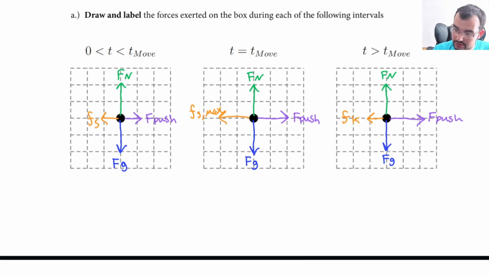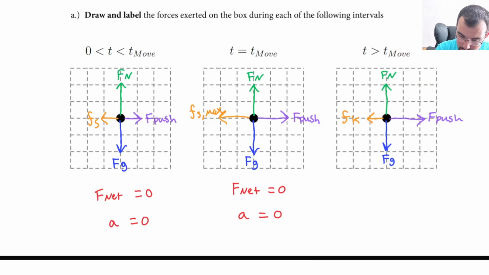So what does this tell us? Well, originally we have no net force, so we have no acceleration. Here we have a rightward net force, so we have a rightward acceleration. Because again, if I push as hard as I do to get it to move, well, that's not how hard I have to push to keep it moving at constant speed. I don't have to push that hard, so my push actually wins in this case.